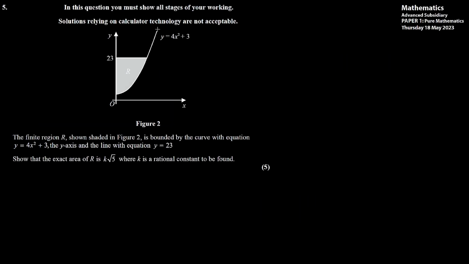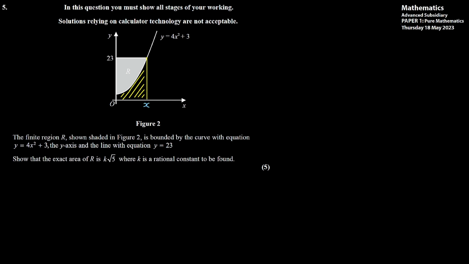Question 5, we've been given the curve y is equal to 4x squared plus 3. We've been asked to find this area here that's bounded by the line y equals 23 across the top here. Now, this is clearly going to involve integration, but we can only find the area below the curve. But if we find this area here below the curve and subtract it from the area of the rectangle bounded by the line y equals 23, we'll have got the correct answer.